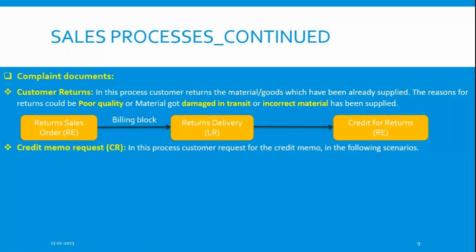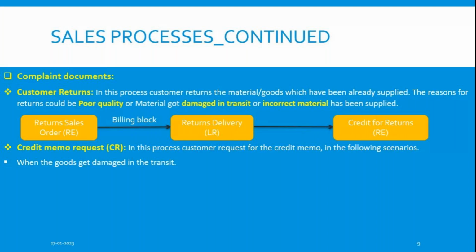Credit memo request. In this process, the customer requests a credit memo in the following scenarios. He says, send me the money back, give me the money, or you pay back, like that. Why? What situation? What happened? Again, two reasons. We have already seen, the customer places an order, you have delivered the goods, you have given the invoice, he made the payment, but the customer again says that I raise a credit memo for my products, I don't want them.